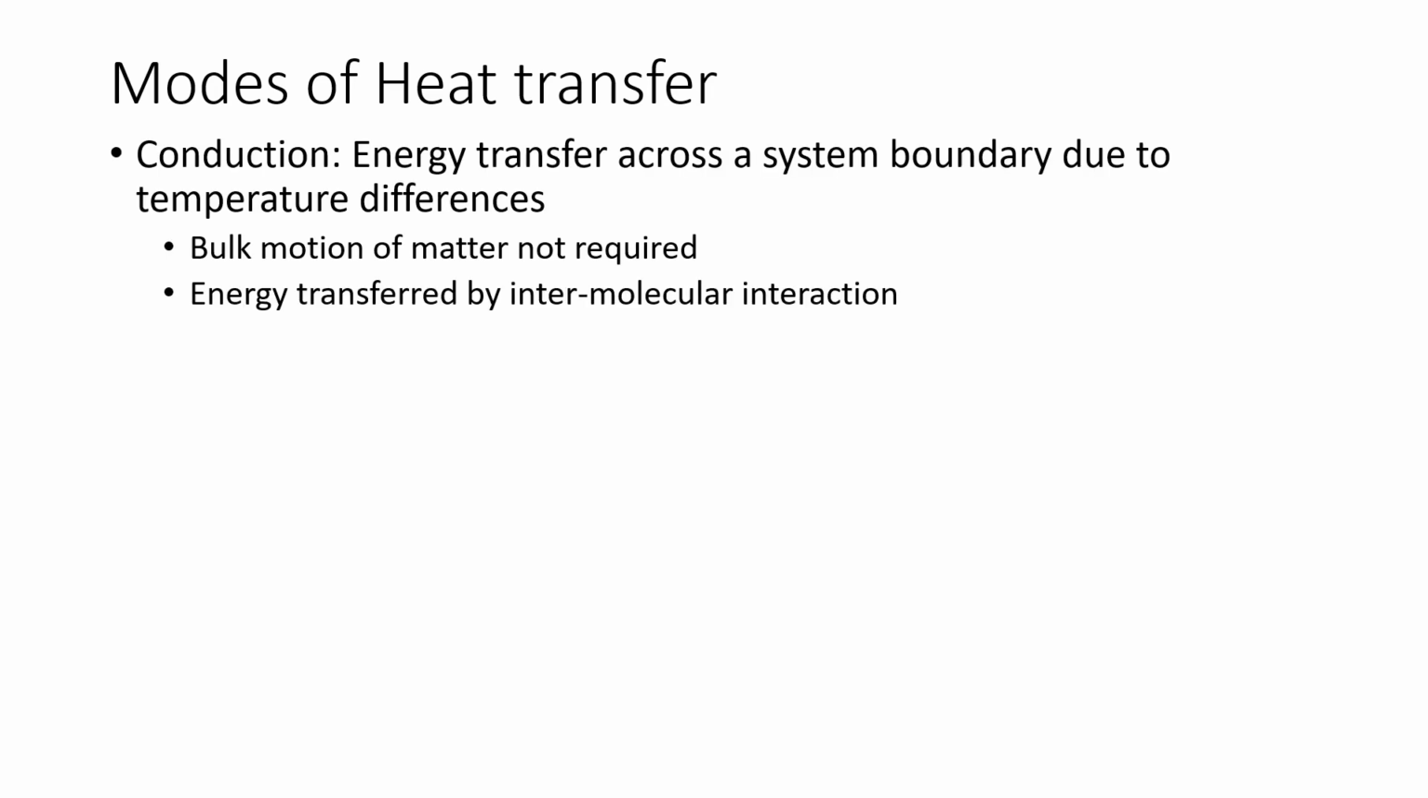So moving on to the modes of heat transfer. As we looked at earlier, there are three modes of heat transfer: conduction, convection, and radiation. In this slide, we'll look at what conduction means. Conduction is the transfer of energy across a system boundary due to temperature differences. This transfer of energy takes place through collisions between molecules. It does not require any bulk motion of matter, and the collisions may occur due to intermolecular attraction.